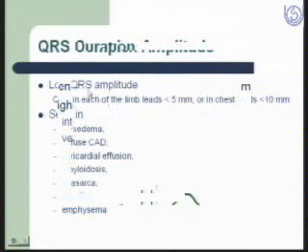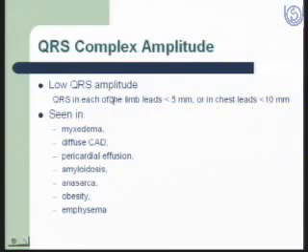Low QRS amplitude is defined if QRS in each of the limb leads is less than 5 millimeters or in chest leads less than 10 millimeters, and it can be seen in a variety of conditions like myxedema, diffuse coronary artery disease, pericardial effusion, amyloidosis, in patients with thick chest wall due to obesity, or patients with emphysema.